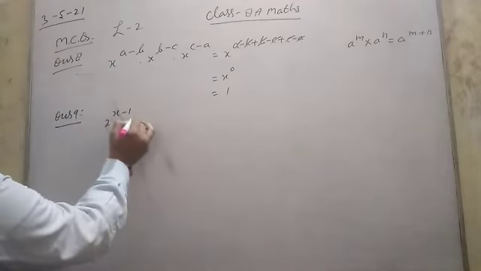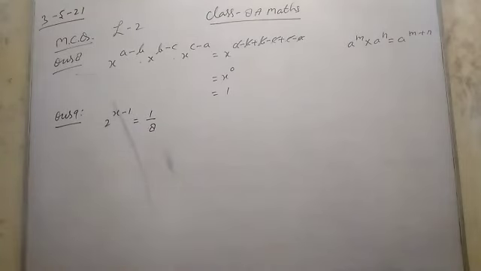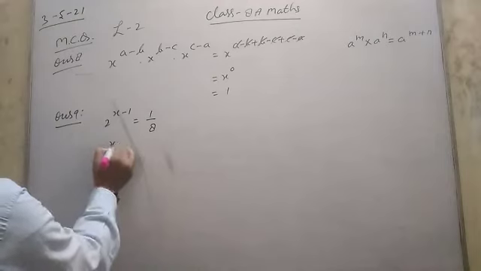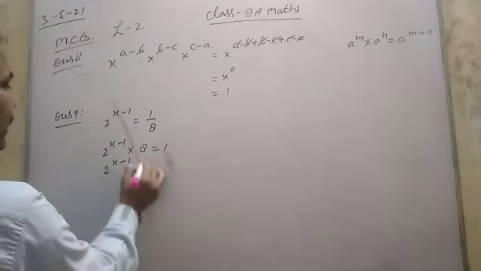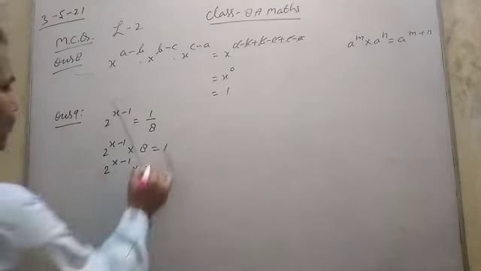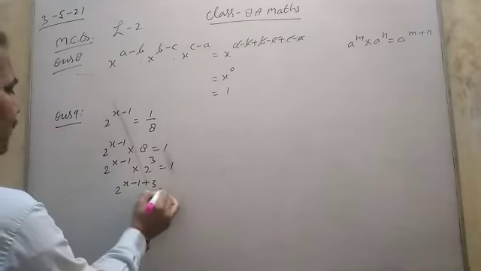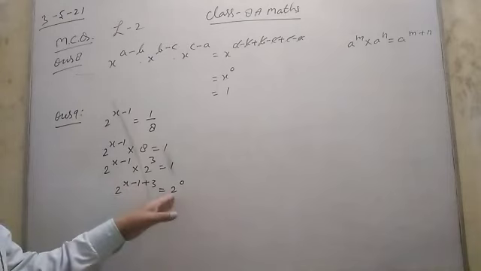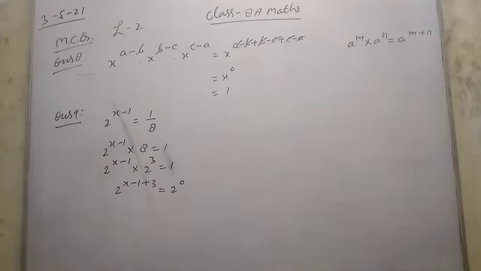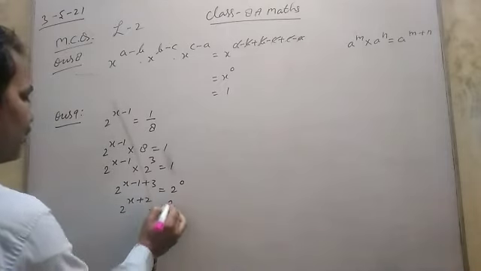If 2 power x minus 1 is equal to 1 upon 8, then the value of x is. So 2 power x minus 1 into 8 is equal to 1. So 2 power x minus 1, 8, so that we can write 2 power 3. Bases same, then add their powers. And 1 also we can write 2 power 0, because in left hand side 2 power, so right hand side also you have to write in 2 power. Okay. So 2 power x plus 2 is equal to 2 power 0.